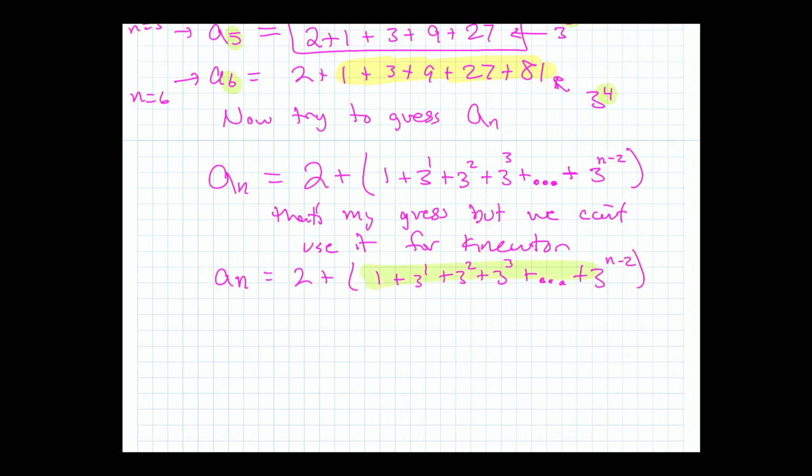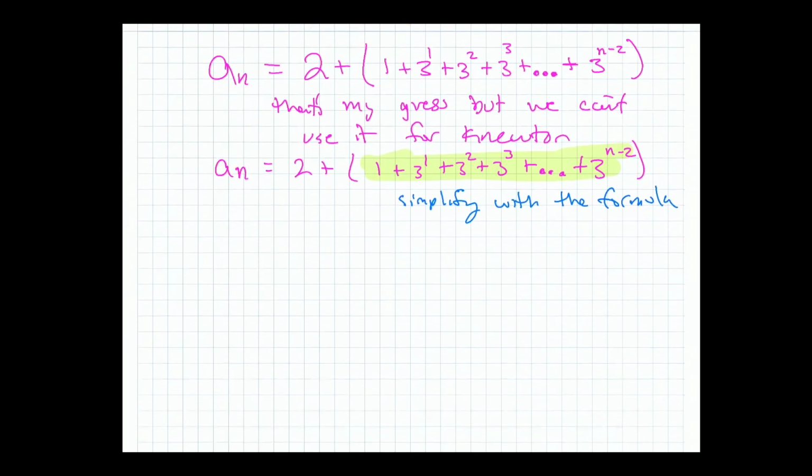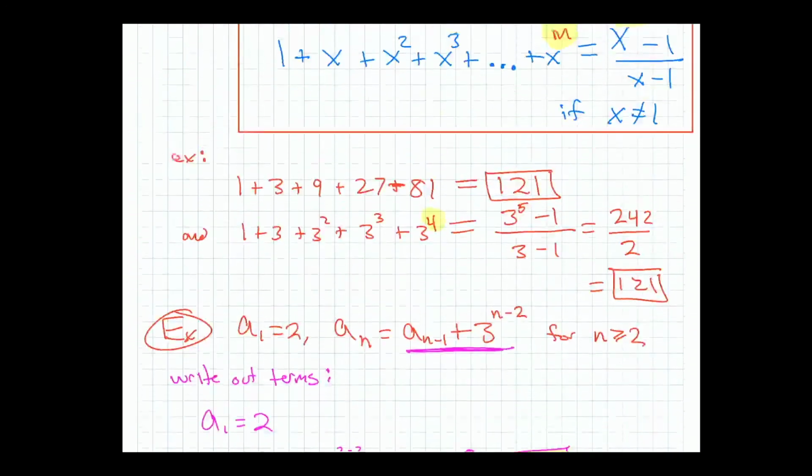So this must be simplified with the formula. What was the formula? The formula was 1 plus x squared plus dot dot dot up to x to the m was x to the m plus 1, I think it was, we'll check it, x to the m plus 1 minus 1 over x minus 1. Is that right? Yeah, that's right.